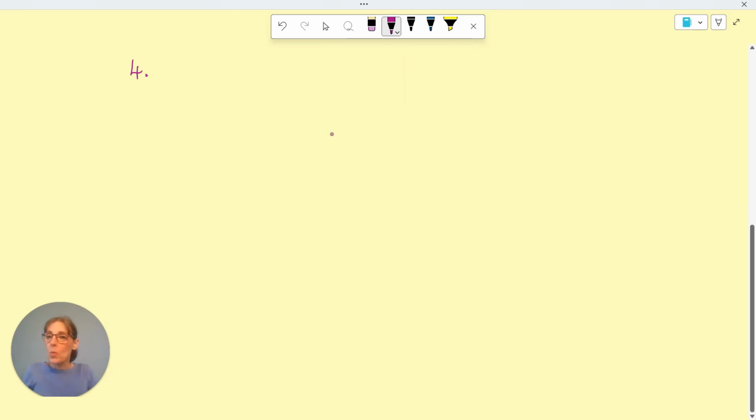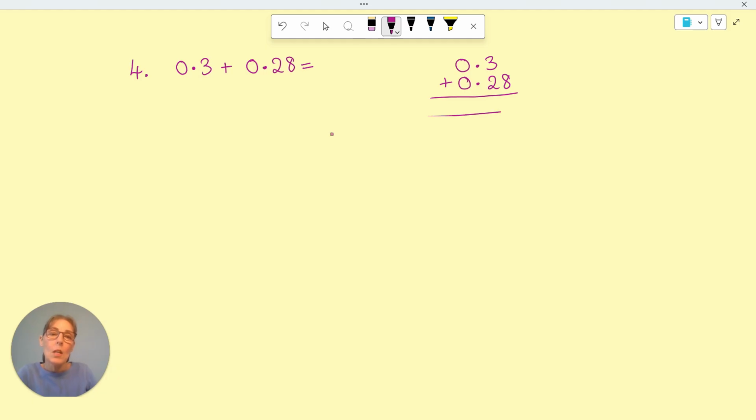So we are on number 4. 0.3 plus 0.28. Okay. So 0.3 plus 0.28. You can either leave a space here, it's up to you, or you can fill it in with a 0 if you'd like to. It doesn't matter. So let's do it without, just to see how it feels.